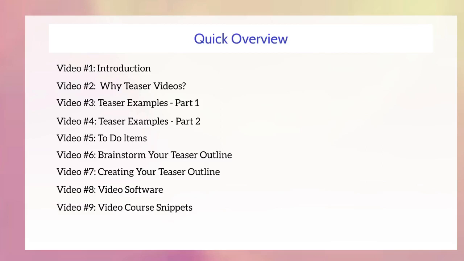And of course, video number 9 is video course snippets. Essentially, we are going to look at the video course as a whole and take snippets of the highlights that we can put in our teaser video. And of course, video number 10 is, last but not least, the creating of your teaser video. So once you've got these snippets and once you have the outline, then we can take all the pieces of the puzzle and put them together and organize them based on the outline.